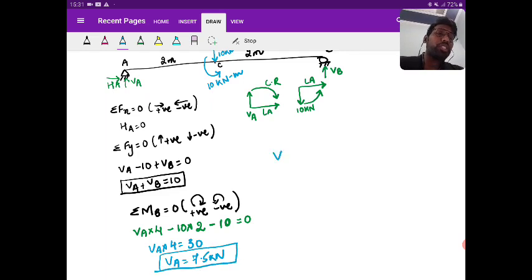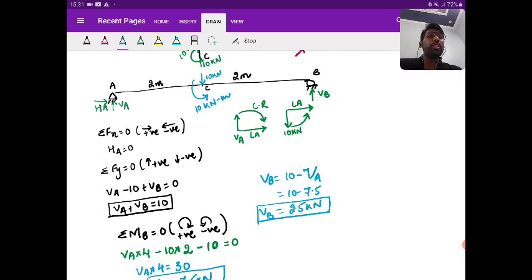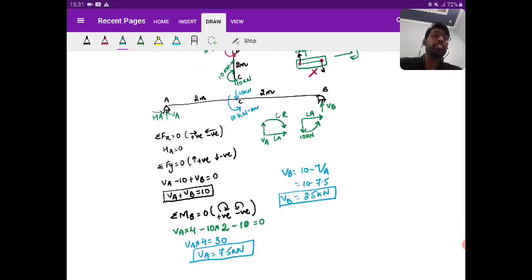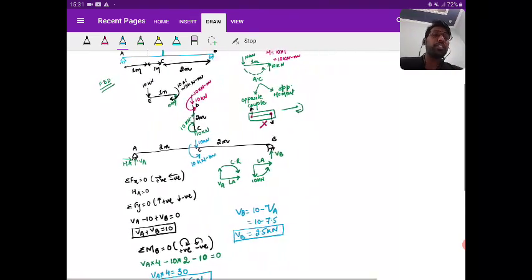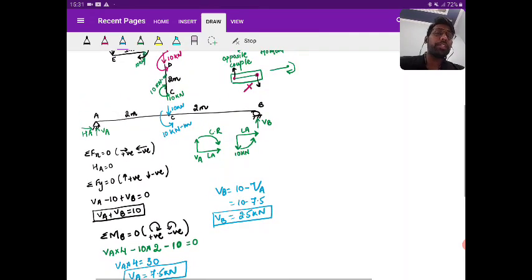So if VA is equal to 7.5, what is VB? That is nothing but 10 minus VA. That is nothing but 10 minus 7.5, which is nothing but 2.5 kilonewton. So VB is equal to 2.5 kilonewton. Is it clear? Is it clear to all? How many of you got the same answer?